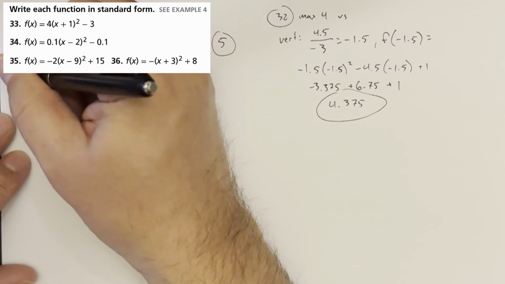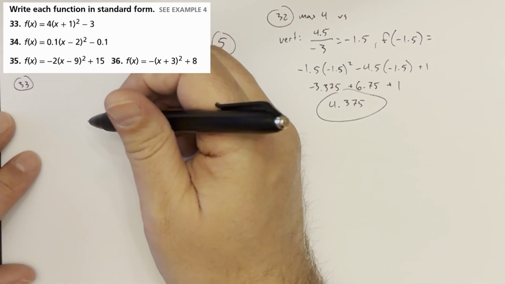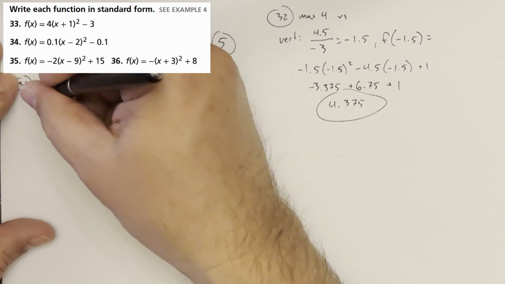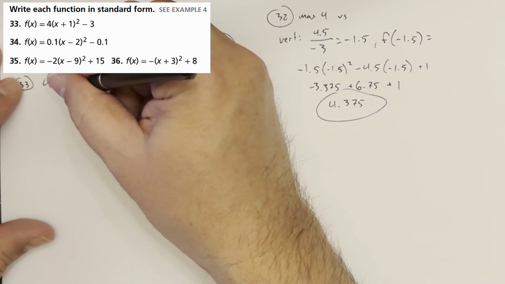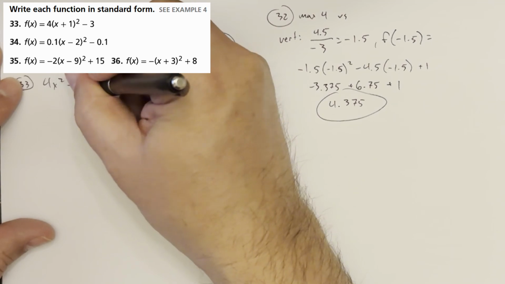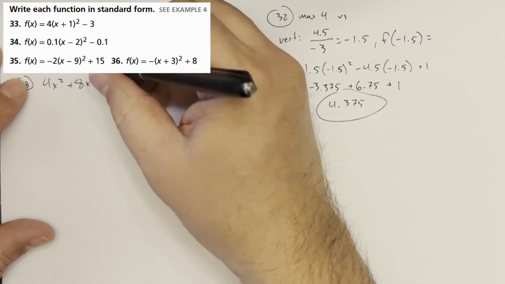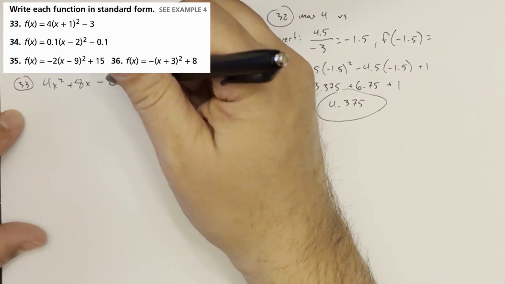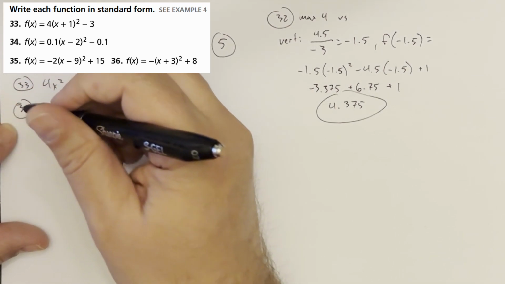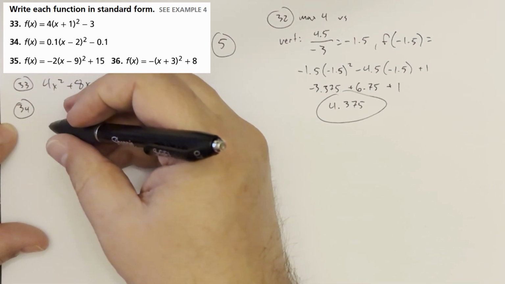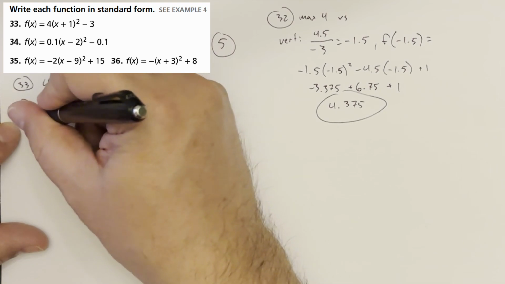These ones aren't too bad. Converting from vertex form into standard form. So let's do this. X plus 1 squared. That's x squared times 4. X plus 1, or x times 1 is x. X times 1 is x. That gives us 2x times 4 is 8x. And then 1 times 4 is 4 minus 3 is 1.